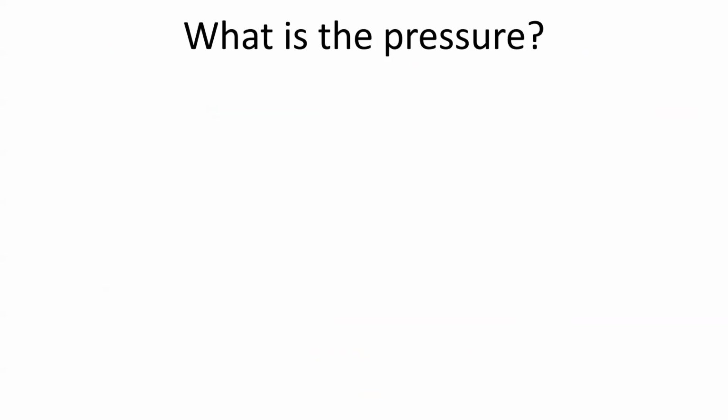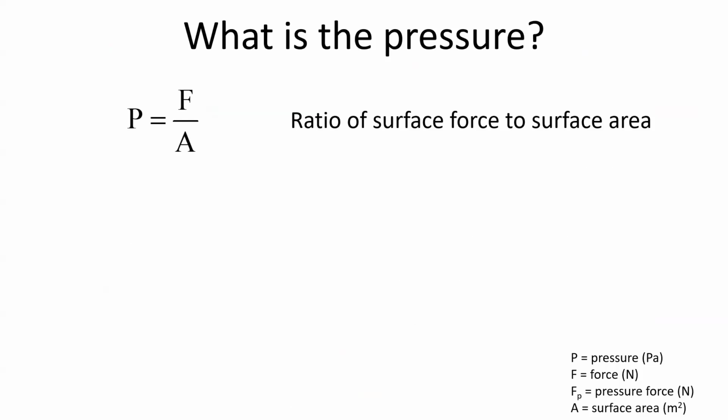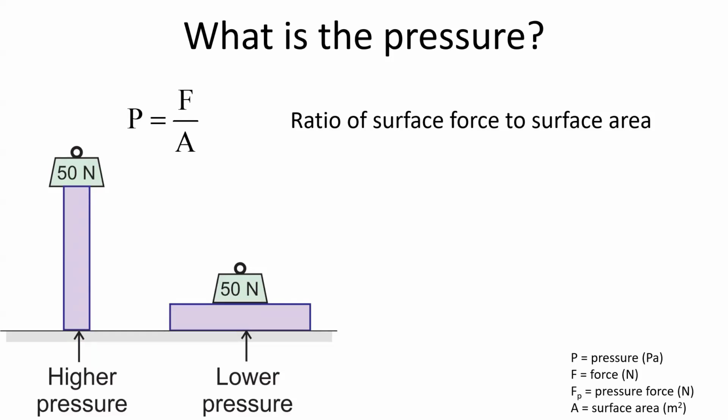What is pressure? Pressure is the ratio of a surface force to the area of the surface. For a constant force, the pressure will increase when the surface area decreases, as illustrated on this sketch. Ultimately, for a very small surface area, the pressure becomes the derivative of the surface force, or pressure force, with respect to the surface area.